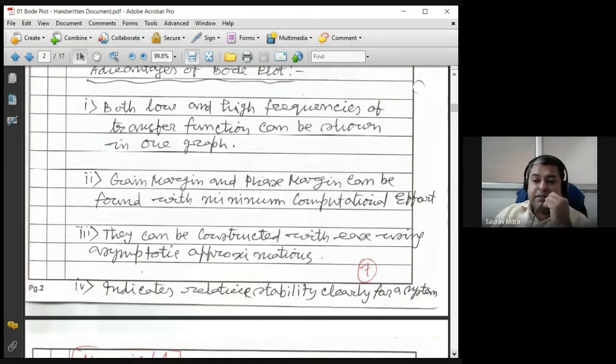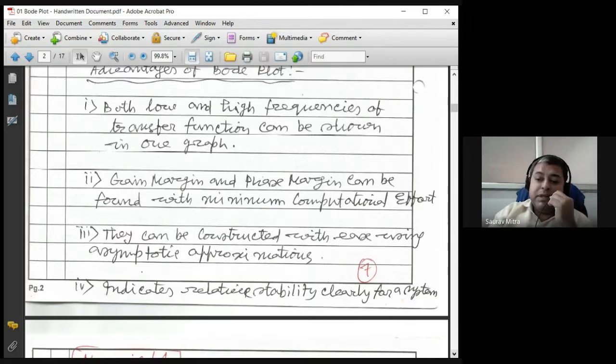So wherever the phase crosses the minus 180 degree line and goes below, exactly at which frequency the phase crosses the minus 180 degree line, that is called the phase crossover frequency. Phase crossover frequency is given as omega pc. Find what the gain is at omega pc. Suppose at omega pc we find gain is minus 10 dB. That means still we can increase the gain by 10 dB till the system reaches instability.